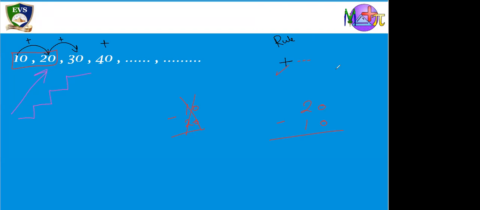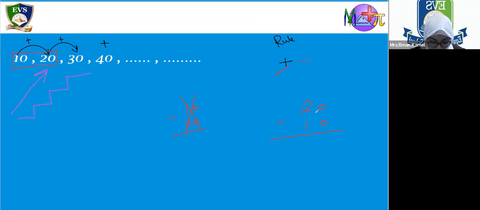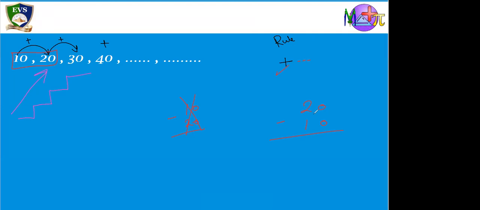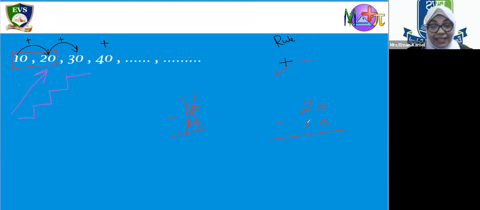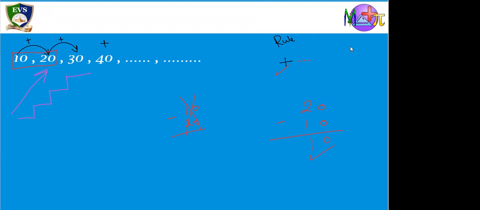I'm fine. Can you answer this one? 20 minus 10? Equals 10, right. 0 minus 0 equals 0, and 2 minus 1 equals 1. So it's 10. Thank you so much. Super girl. Thank you, Ruqayya.